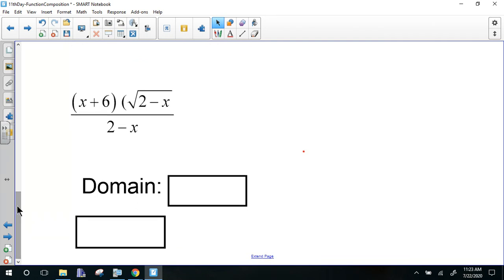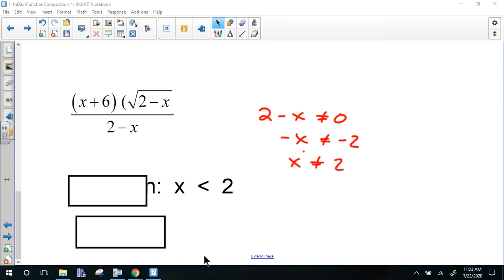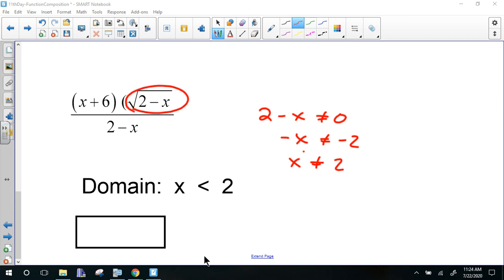What's my domain? Well, if I take 2 minus x and set it not equal to 0 and solve, x cannot equal 2, right? What's wrong with my answer? I've also got a radical in my answer, so I have to allow for that also.